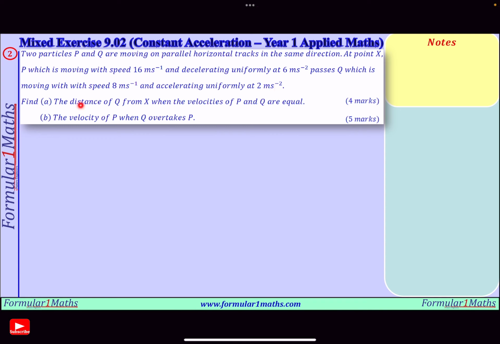Find A, the distance of Q from X when the velocities of P and Q are equal. B, the velocity of P when Q overtakes P.